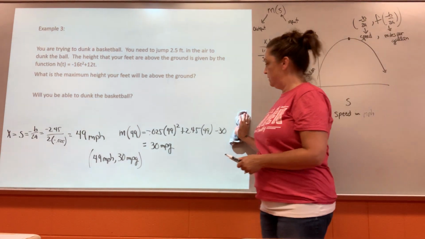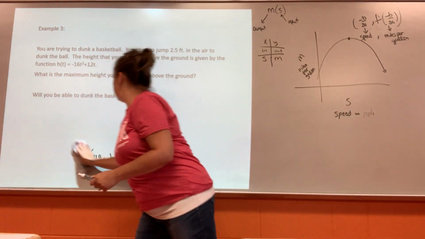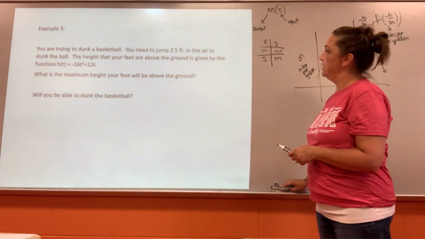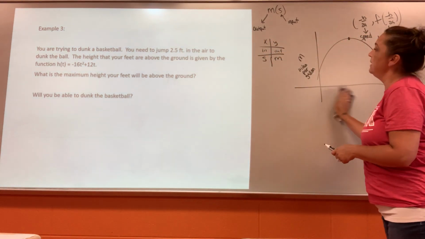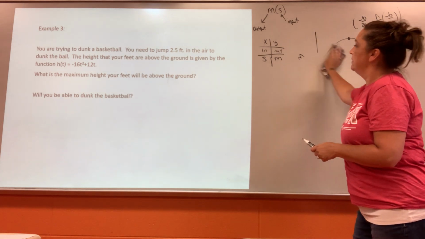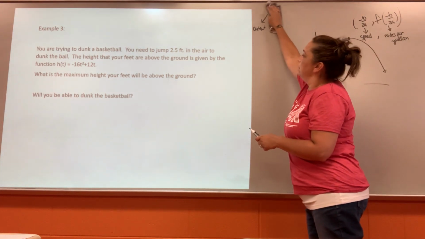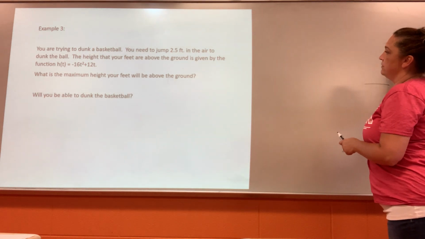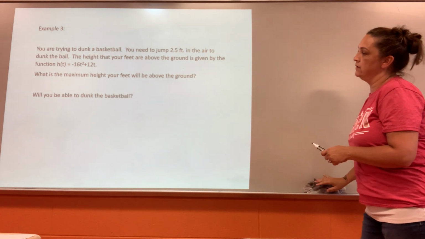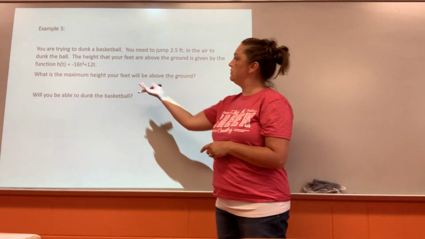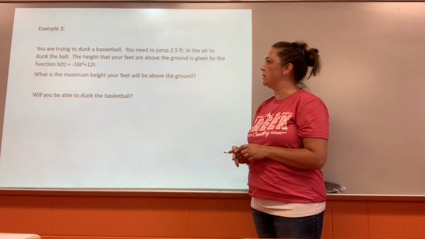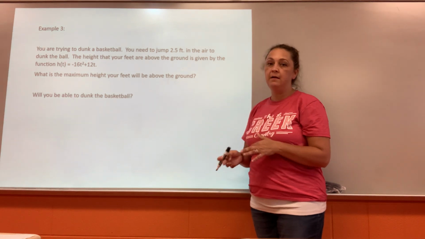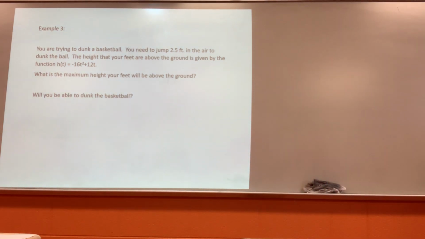Example 3. You're trying to dunk a basketball. You need to jump 2.5 feet in the air in order for you to be able to dunk that ball. The height your feet are above the ground is given by the function h of t equals negative 16t squared plus 12t. What is the maximum height your feet will be above the ground? And does that mean you will be able to dunk the ball?